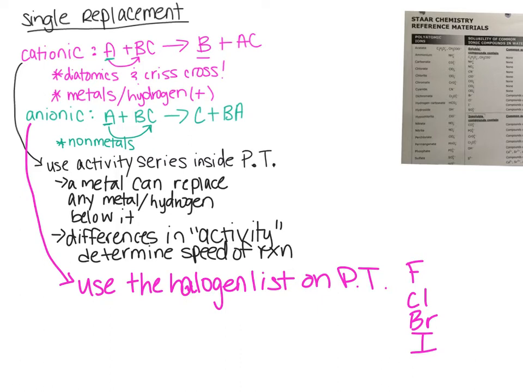So anyway, according to this little list, okay, who's going to bump out pretty much everybody? Fluorine, exactly. And iodine will always get kicked out. Okay? So we got that? Okay, so that's how you're going to use that for anionic. Any questions on single replacement? Okay? All right, so next one we're going to talk about is double replacement.